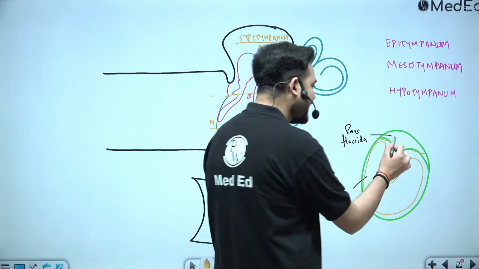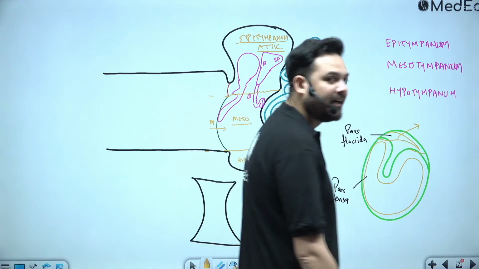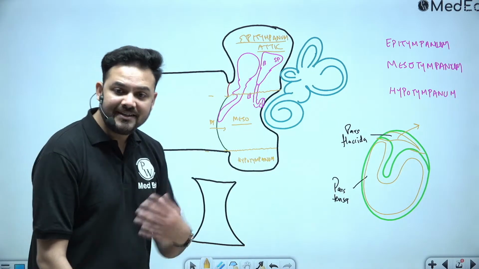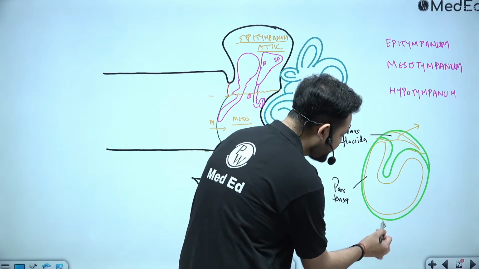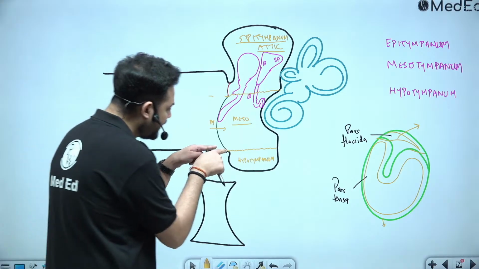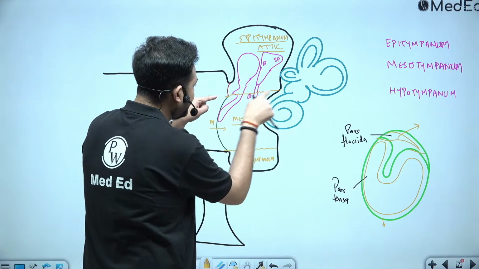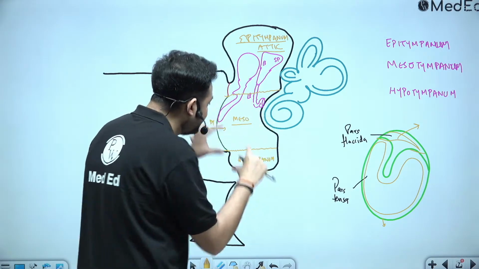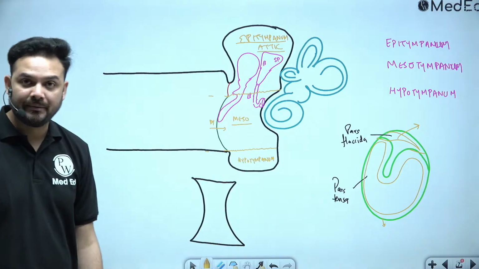If I remove this pars flaccida as a whole, I'll enter into the epitympanum. And I can't see the hypotympanum. Why? Because it is below the pars tensa. So if I draw two imaginary lines, one from the lower end of the pars tensa, one from the upper end of the pars tensa, anything in between them is our mesotympanum.